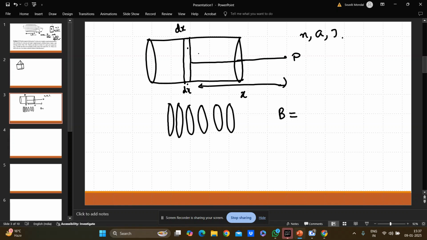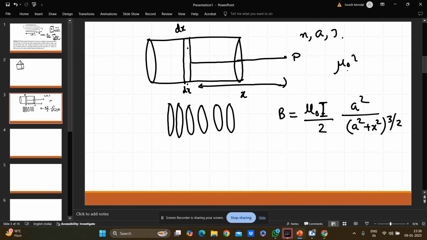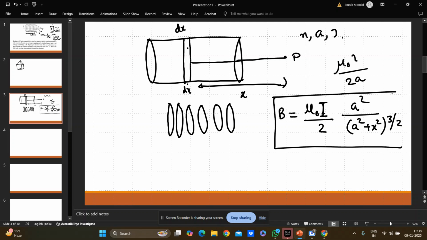So the magnetic field due to a ring at a distance x is mu naught I by 2 into a square divided by a square plus x square to the power 3 by 2. Okay, this is the fundamental formula you need to solve this problem. You can also verify this: just put x equal to 0, and you will get the usual magnetic field at the center. This is the fundamental formula you should know to solve this problem.